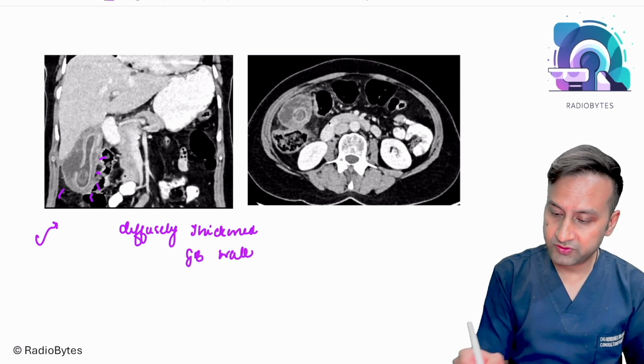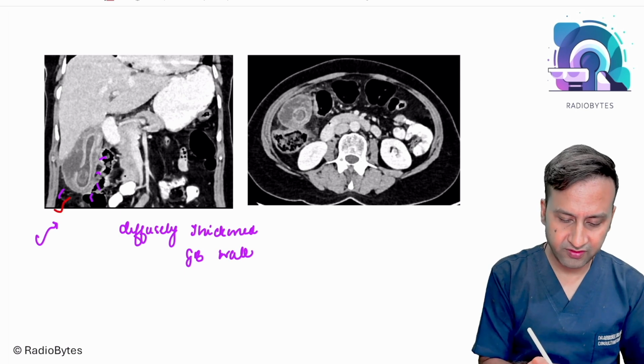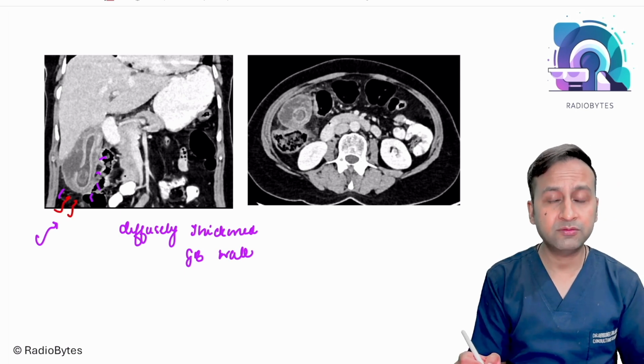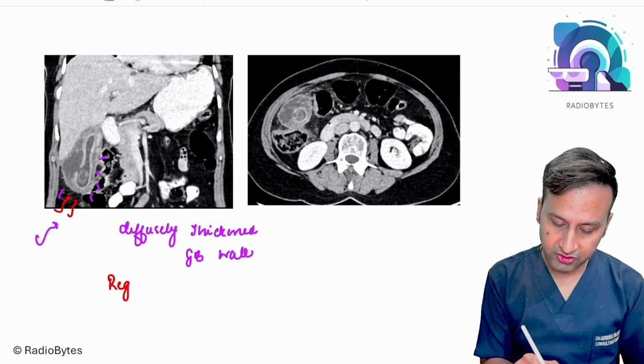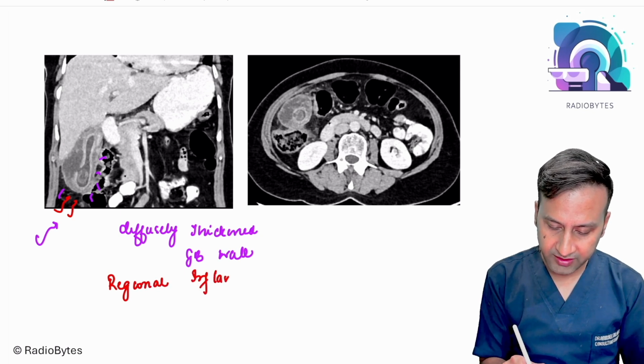And we can also see some regional inflammatory changes. You can see some fat stranding in the subhepatic omentum. So we can see some regional inflammation. Now, does it look like a malignant pathology to you?